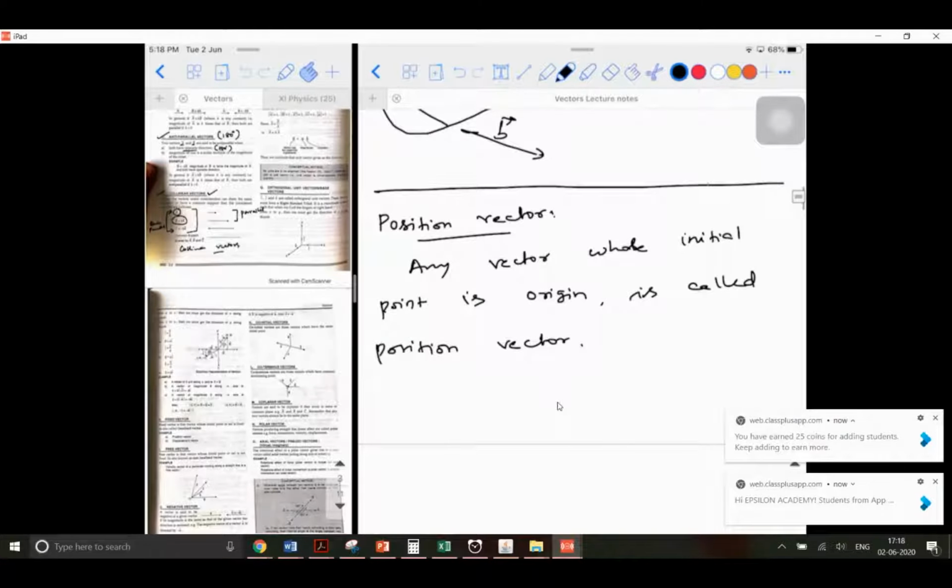Okay, and the representation of a position vector. So how do you represent it? What is the notation used? That is what I'm going to show you.